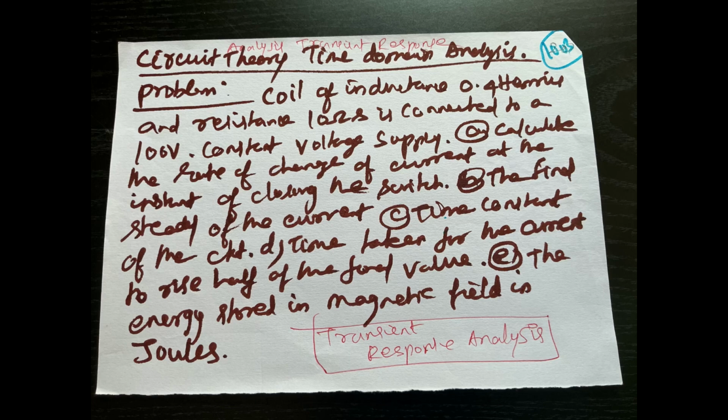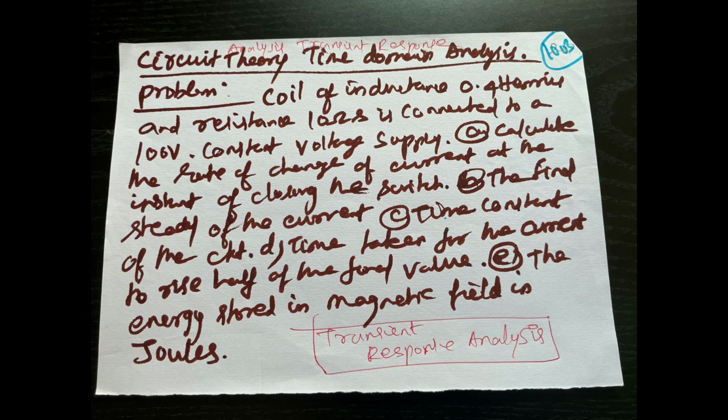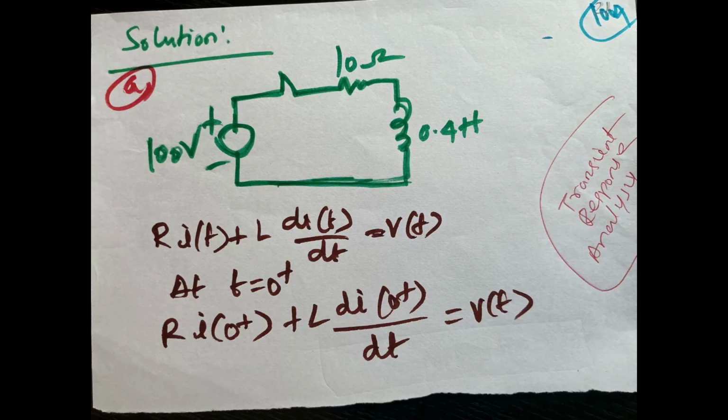That is transient response analysis, Unit 3, Anna University syllabus. In this circuit, resistance, inductance and voltage supply are given. So that is an RL circuit. Solution: draw the RL circuit, with a source supply of 100 volts, resistance, and 0.4 henry.